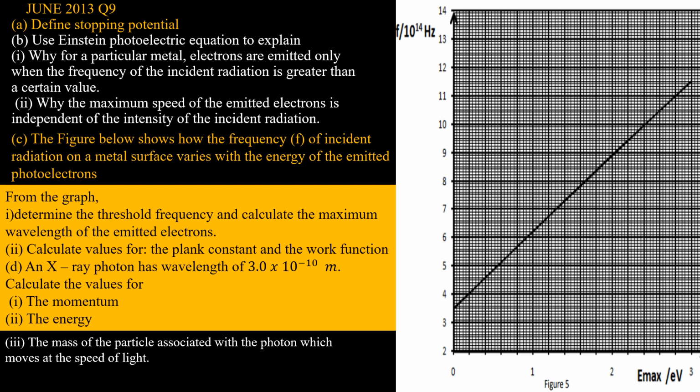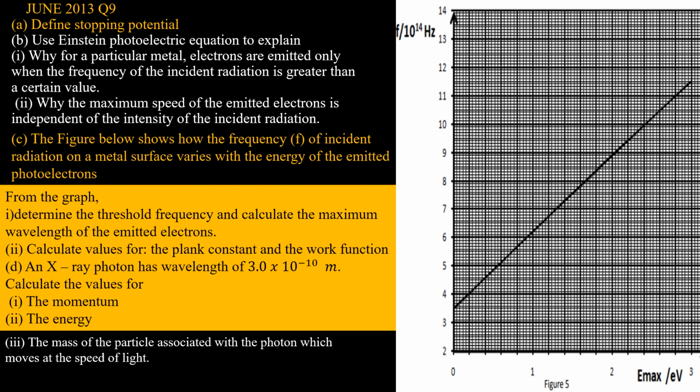And D: an X-ray photon has wavelength of P times 10 to the negative 10 meters. Calculate the values for: Roman 1, the momentum. Roman 2, the energy. Roman 3, the mass of the particle associated with the photon, which moves at the speed of light. So those are the problem situations, and this is the graph representing this particular problem. That's the A section.